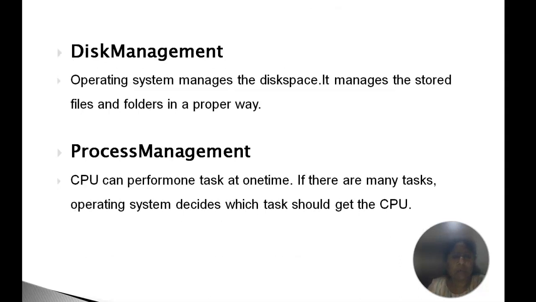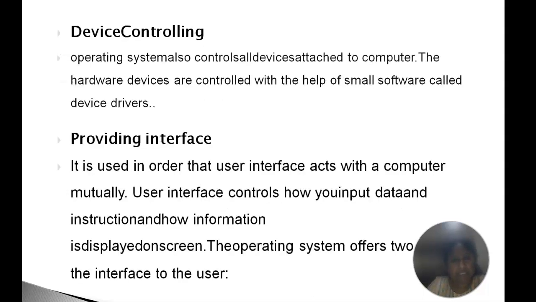Disk management. The operating system manages the disk space. It manages the stored files and folders in a proper way. Second one is process management. The CPU can perform one task at a time. If there are many tasks, the operating system decides which task should get the CPU. Device controlling. The operating system also controls all the devices attached to the computer. The hardware devices are controlled with the help of small software called device drivers.